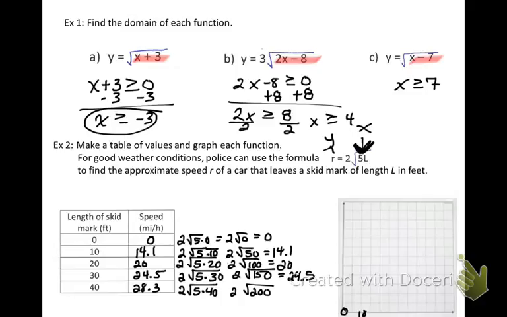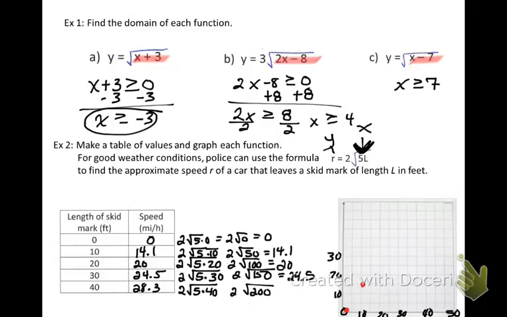So I have 0, 10, 20, 30, 40, 50. I'm going to use the same numbers going across up the top. So 10, 20, 30. We only need to go to 28 anyways. Okay, now we're going to graph it. I started at 0, 0. I wasn't going anywhere. Now I was going 14 miles per hour, so that's about right here, and I got a skid mark of 10.